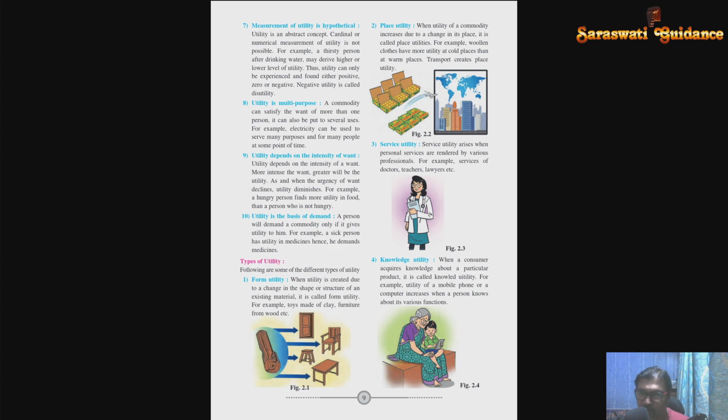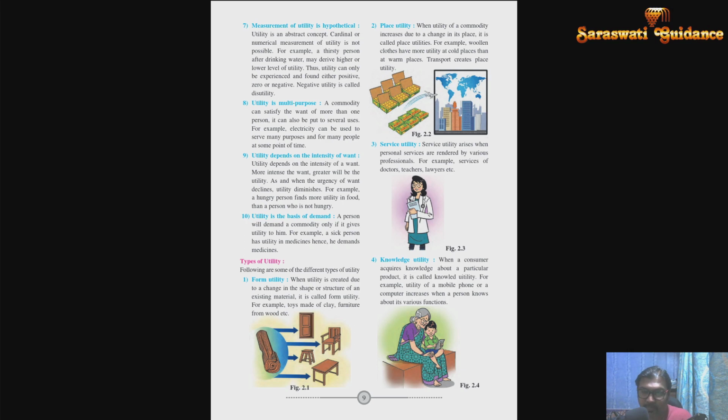Okay, first point, form utility. We are going to study different types of utility. Okay, first, form utility. When utility is created due to the change in the shape or structure of an existing material, it is called form utility.